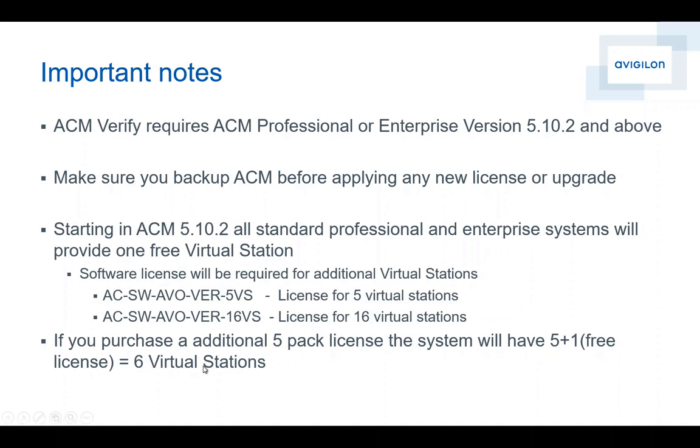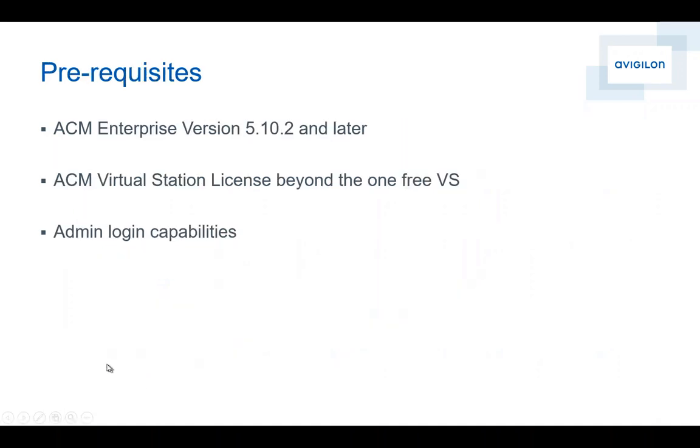6 virtual stations. Okay, let's take a look at some of the prerequisites, and this is a pretty easy one. Once again, you need to be running at least version 5.10.2 or later. The license, once again, will come with the system: one free virtual station in any professional or enterprise system. And be logged in with an admin account to at least do the initial configuration. We're going to go ahead now and switch to the live system, where we're going to configure the application and show you how it looks.